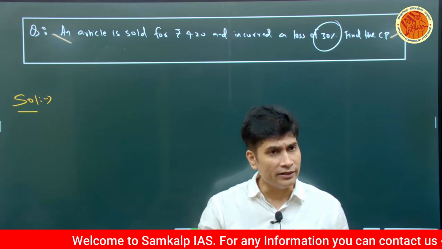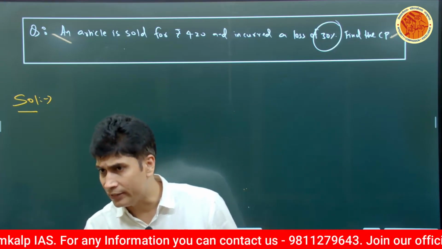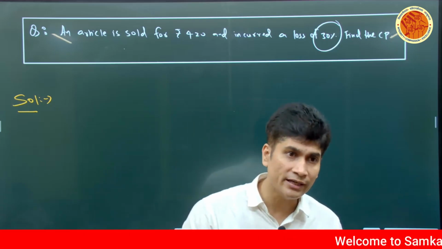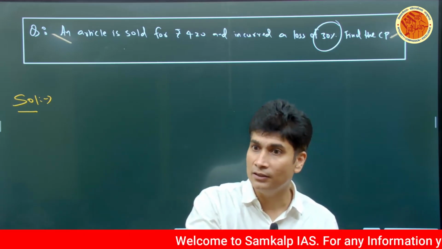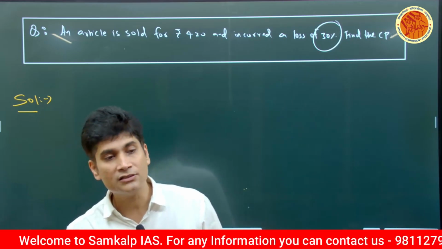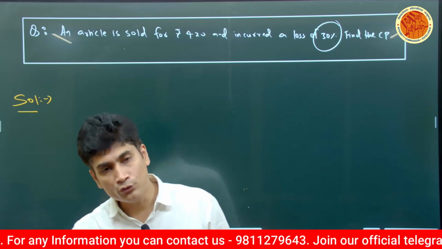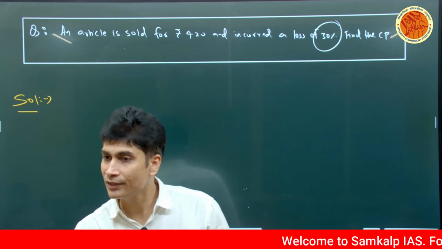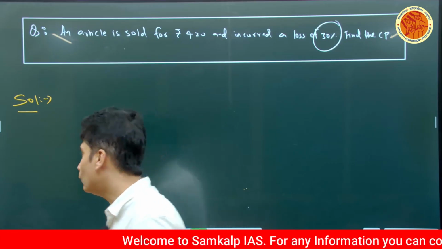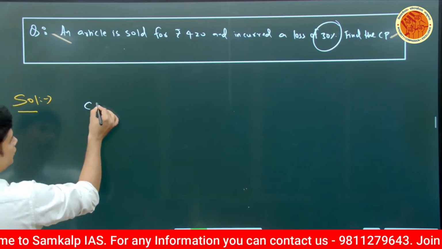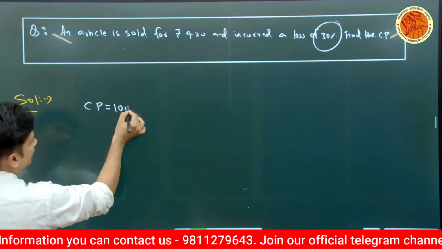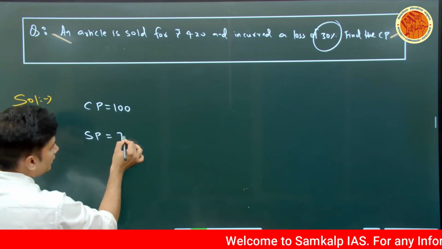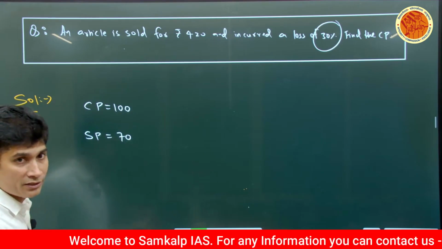Then if cost price is 100, you are getting a profit of 30%, so selling price must be equal to 130. The selling price will be increased by 30. And if you incurred a loss of 30%, then selling price must be 70. Same thing we do here: cost price we assume as 100. Then since you are incurring a loss, it becomes 70. Why? Because 100 minus 30 is 70.